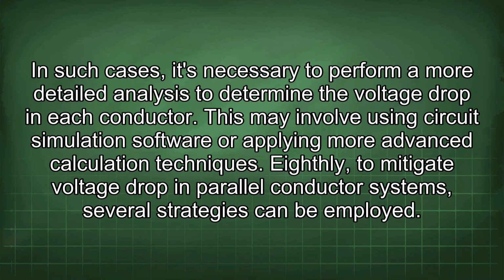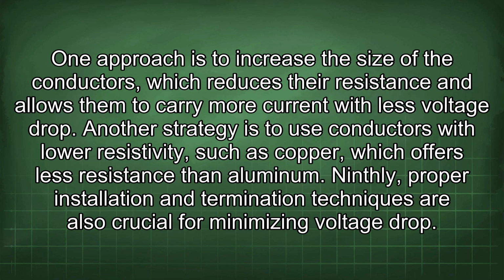Eighthly, to mitigate voltage drop in parallel conductor systems, several strategies can be employed. One approach is to increase the size of the conductors, which reduces their resistance and allows them to carry more current with less voltage drop. Another strategy is to use conductors with lower resistivity, such as copper, which offers less resistance than aluminum.